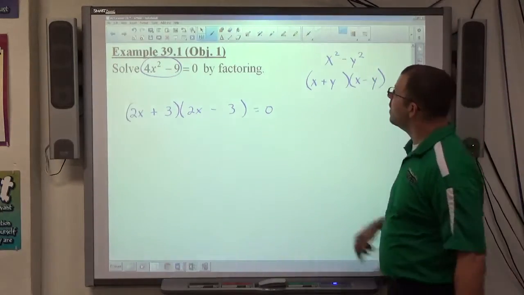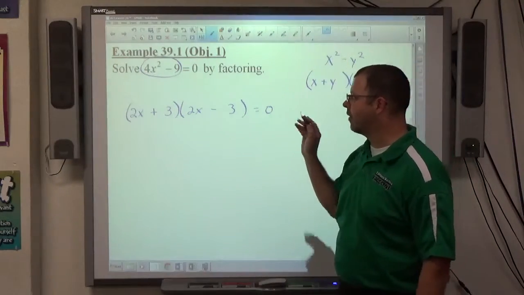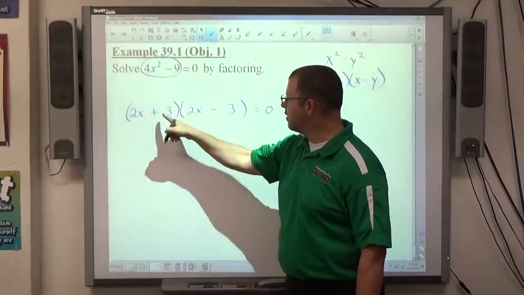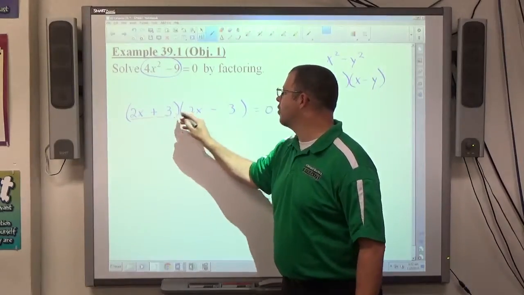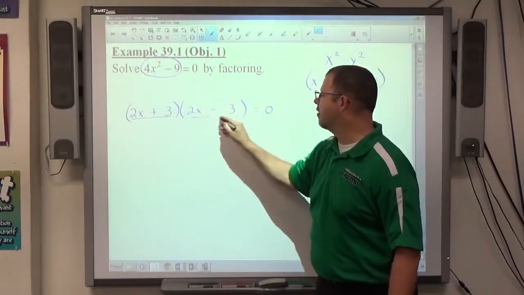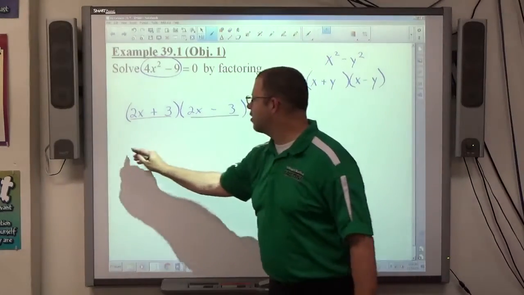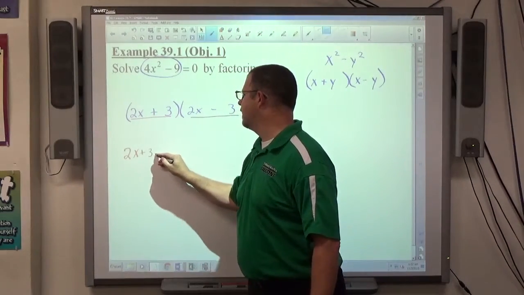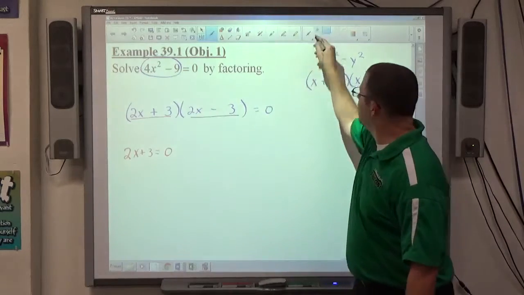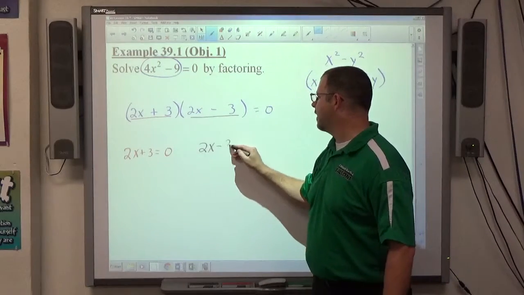Then, we're back in the same place we've been in before. We've got a quadratic equation. We got it in factored form. Factored form equals 0, so either factor 1 or factor 2 equals 0. If 2x plus 3 equals 0, we can solve that to get what x equals. If 2x minus 3 equals 0, we can solve that to get what x equals.